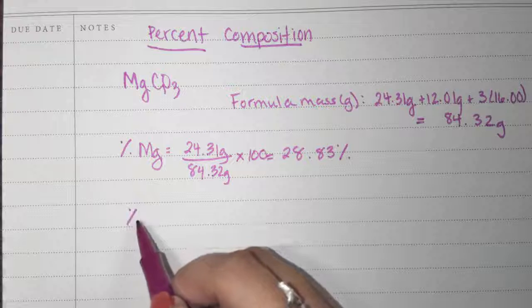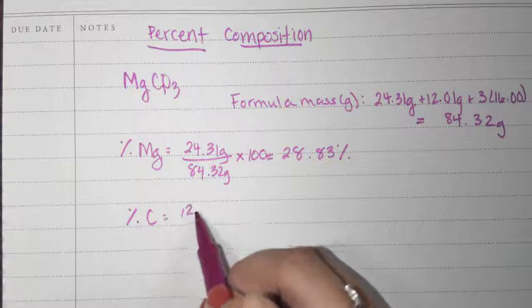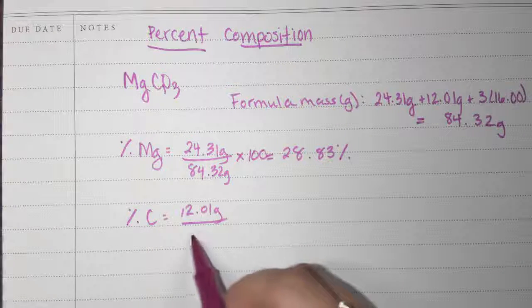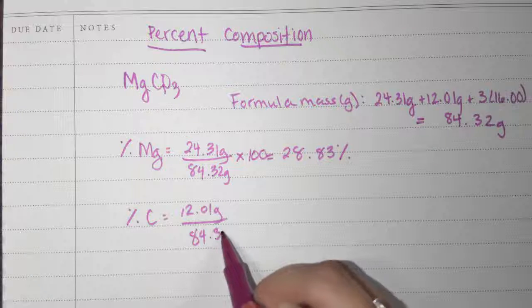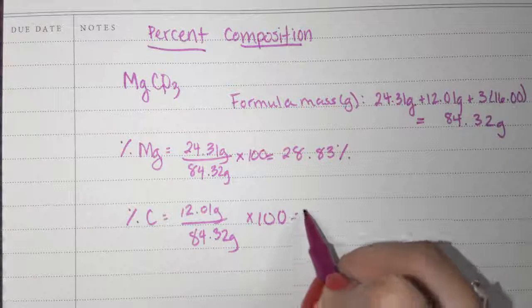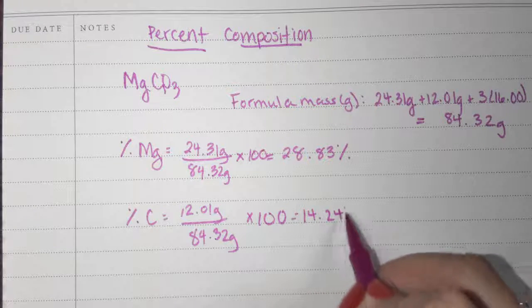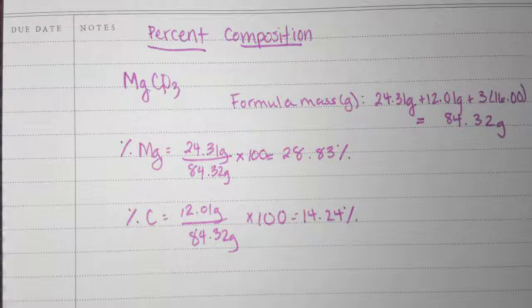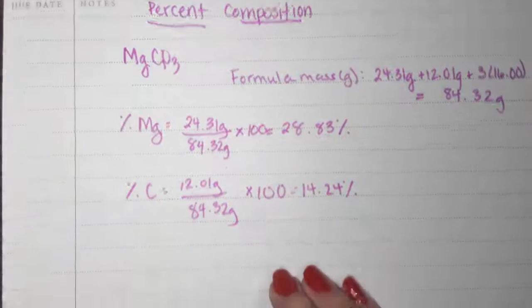So then I do the same thing for carbon. I do part over whole times 100, and I would get 14.24%. So any sample I get, 14.24% of magnesium carbonate is made up of carbon.